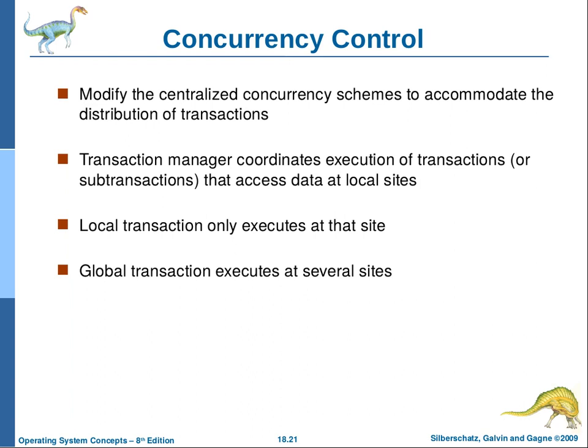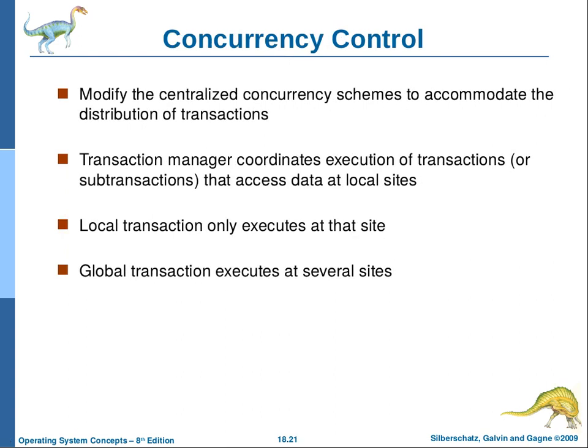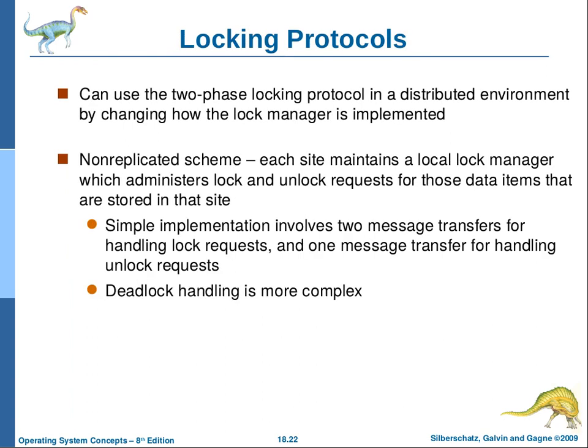All right, concurrency control. They don't tell you why we're doing concurrency control. Modify the centralized concurrency schemes to accommodate distributed transactions. Oh, okay. So instead of having one in flight, you might have multiple. This shouldn't be that difficult. Global transactions execute on several sites, aka Chewie is going to be able to store a lot of this transaction information. So two-phase is distributed. Well, we have a non-replicated scheme. Each site maintains a lock manager and unlock requests for the data items.